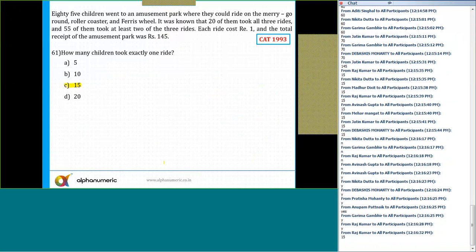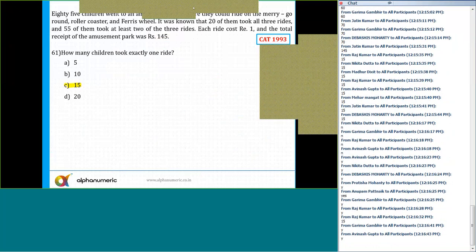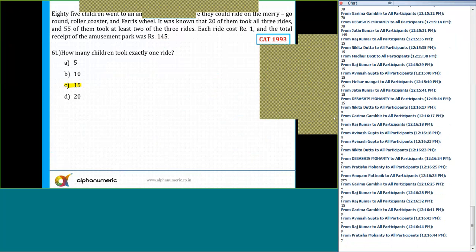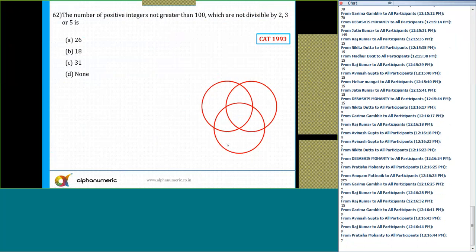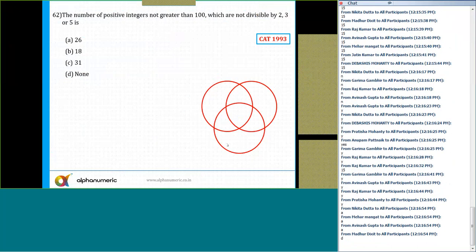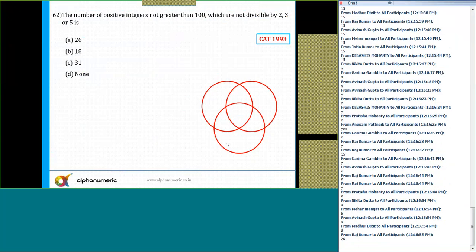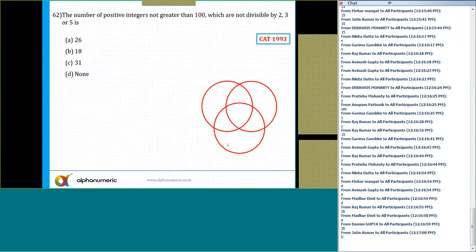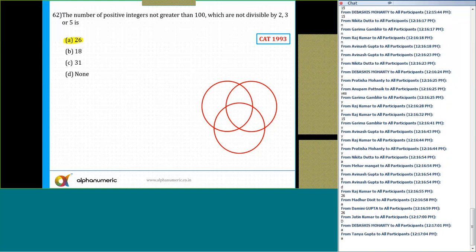Okay. So can I move to the next question? Please respond, all of you. Okay, great. Now, 62. What is the answer? The number of positive integers not greater than 100 which are not divisible by 2, 3 or 5. Yes. The correct answer for this question is option A, which is 26.